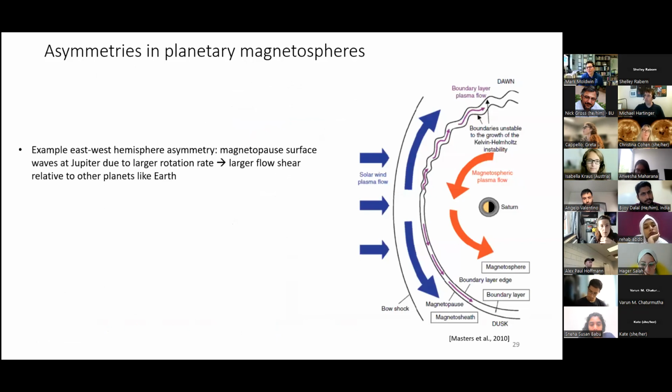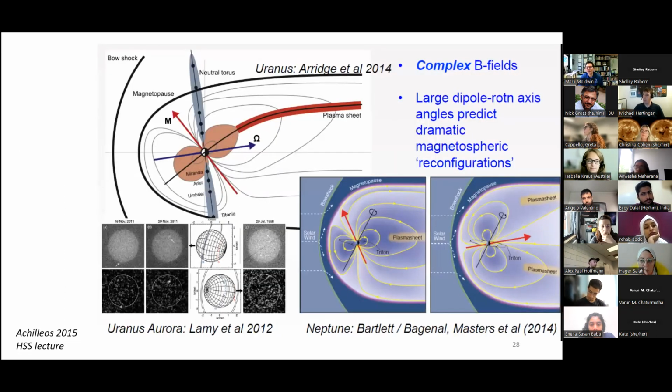A quick question in the chat, if you have a quick answer. How are the outer planets, the ice giants, gas giants, magnetic fields generated?